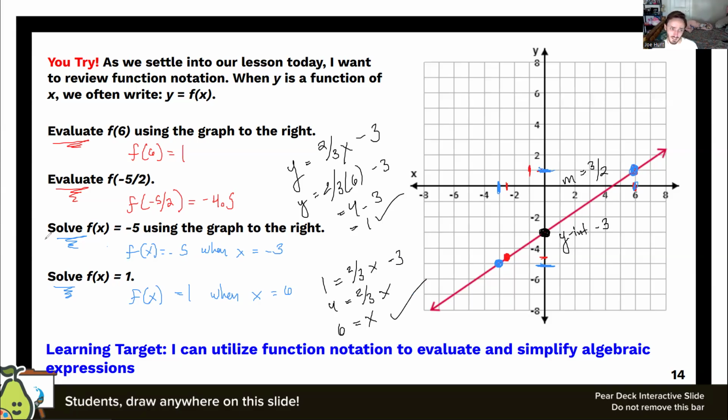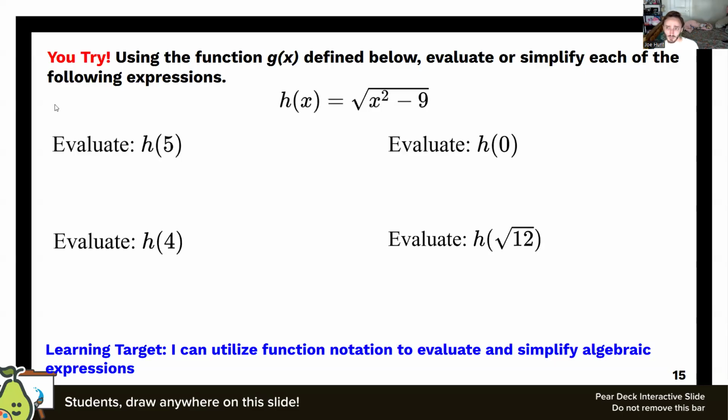So no surprises there. These are skills that you guys have practiced a lot already in Algebra 2. We're just reviewing them as we go. So here's another one. Let's say h of x is this function. I want you to evaluate at some of these inputs. So maybe pause the video, take a couple minutes, and try giving these a go.